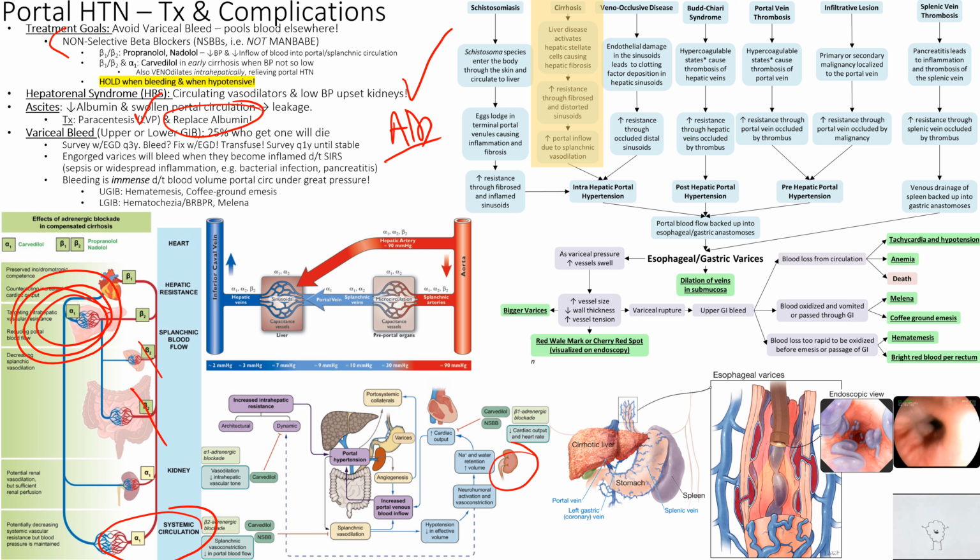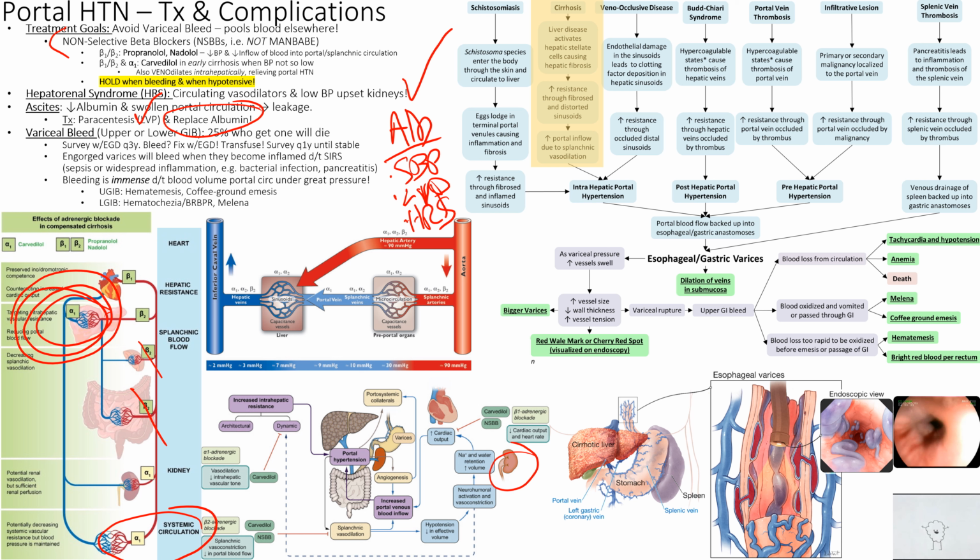So albumin, we give it for SBP. We give it for, what did I just say? For large volume paracenteses. And you give it for hepatorenal syndrome. So that's when albumin is indicated. It's indicated in these areas. Okay. And then we get to variceal bleeds.